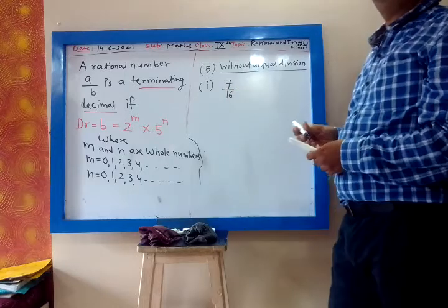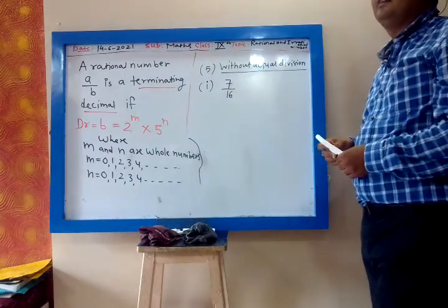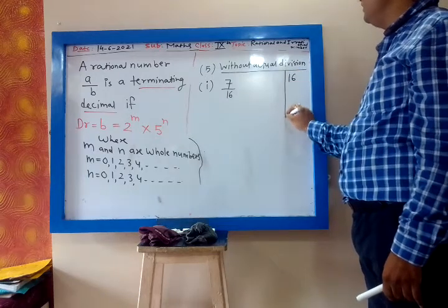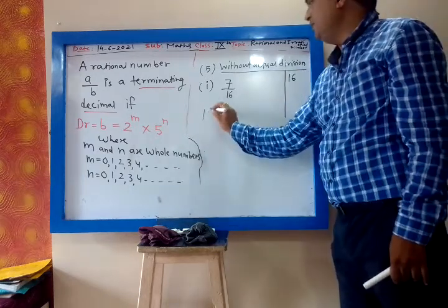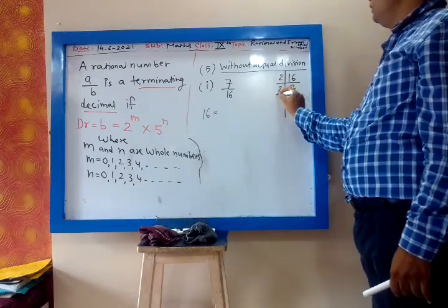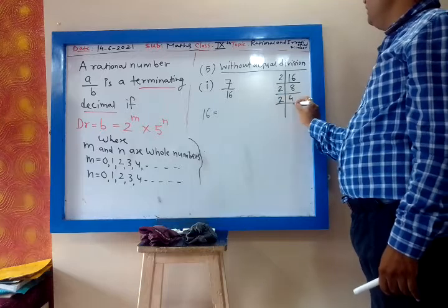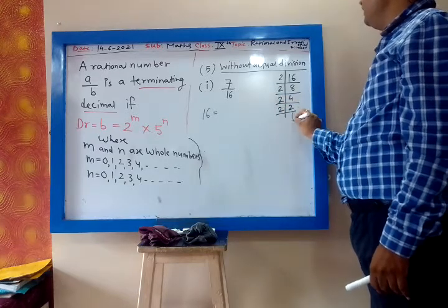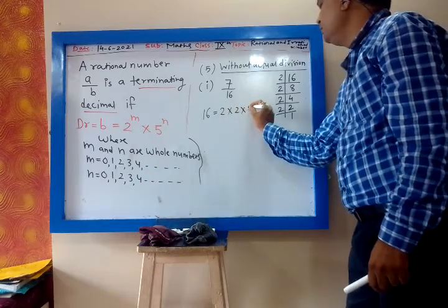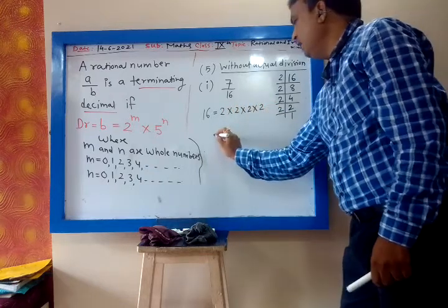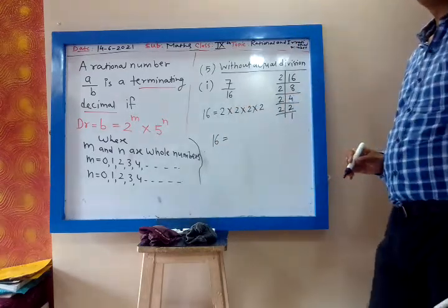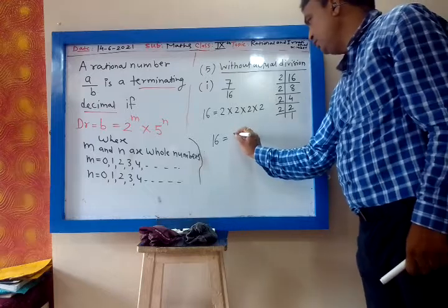Now you tell me, what is the denominator of this? 16. Yes. So immediately you find the prime factorization of 16. You have to express 16 as a prime factorization. So we start with 2. 2 eights are 16, 2 fours are 8, 2 twos are 4, 2 ones are 2. Correct. So 16 I can write 2 into 2 into 2 into 2. I have multiplied 2 how many times? 4 times. So 2 raised to 4.